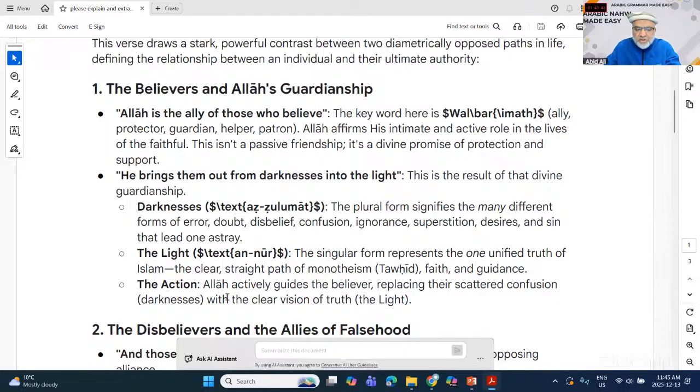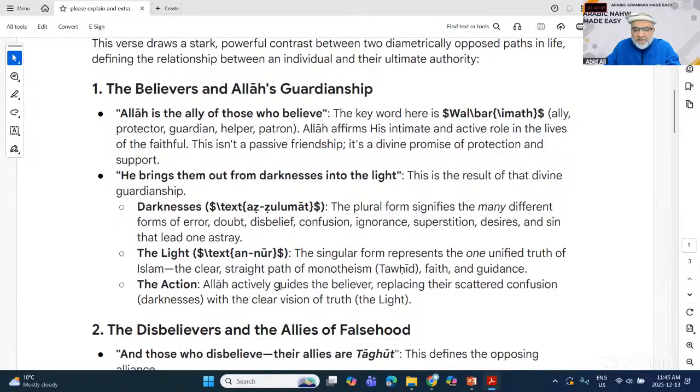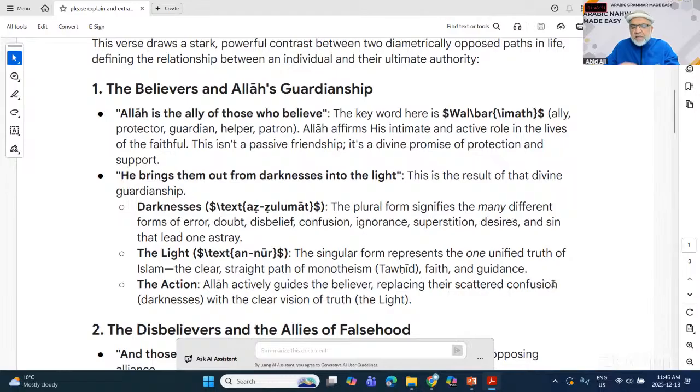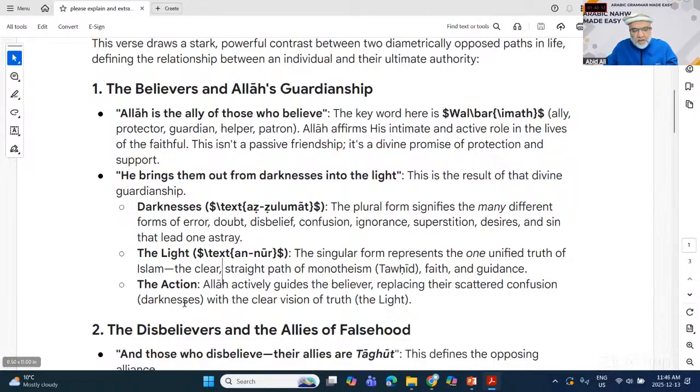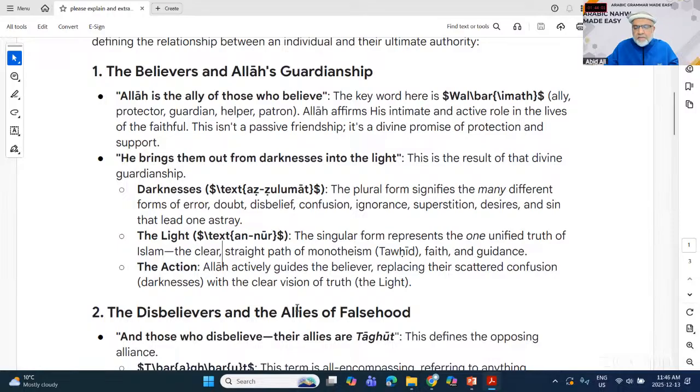And what is the action? Allah subhanahu wa ta'ala actively guides the believer, replacing their scattered confusion, the darknesses, with the clear vision of the truth, which is Islam, the light. So what are we calling light in this sentence? Islam, the true path.